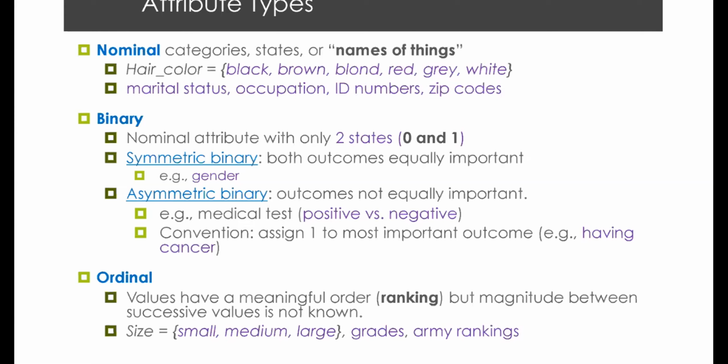The second one is the asymmetric binary. The outcomes of binary are not equally important, like the example of a medical test, either positive or negative. In most cases you get the negative, so they are not equally important. The convention for these asymmetric binary attributes is to assign 1 to the most important outcome.